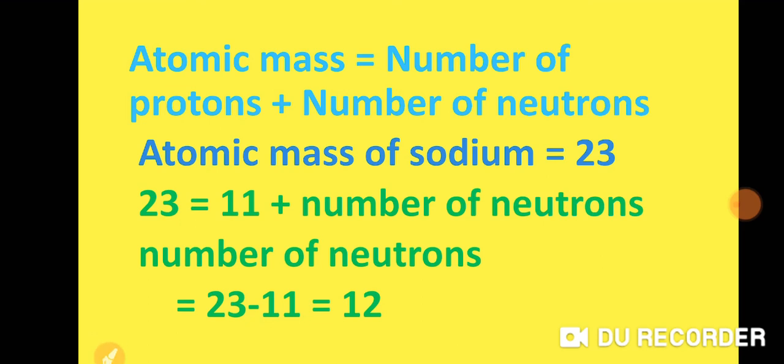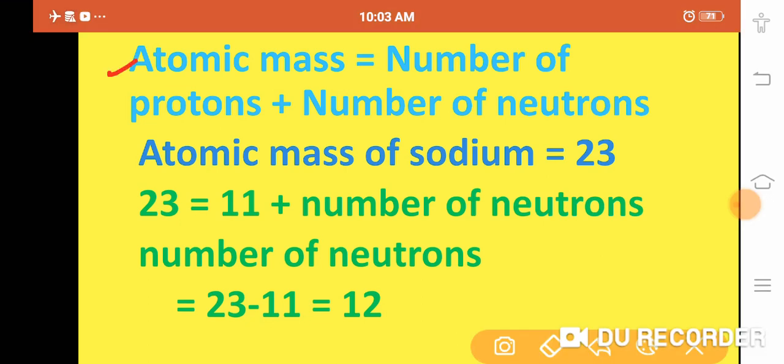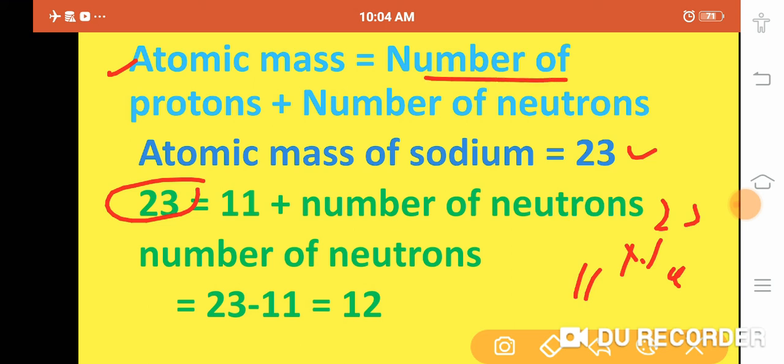Since the atomic mass is equal to 23 for the sodium atom, this is for the sodium, 11, 23. Atomic mass is 23 and number of protons is equal to 11. So how many neutrons are present? 23 minus 11 is equal to 12.